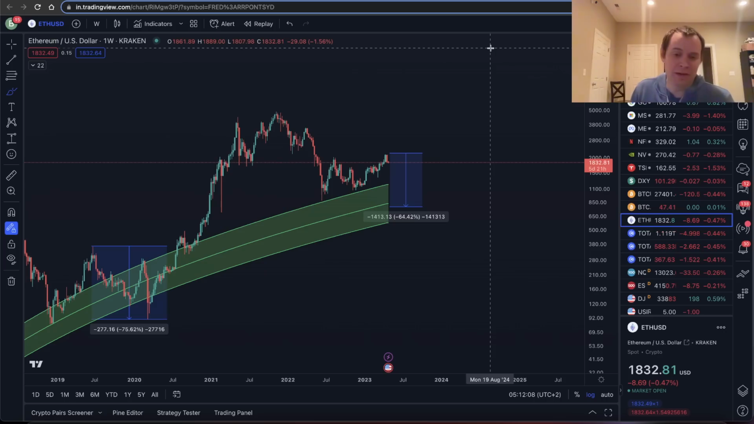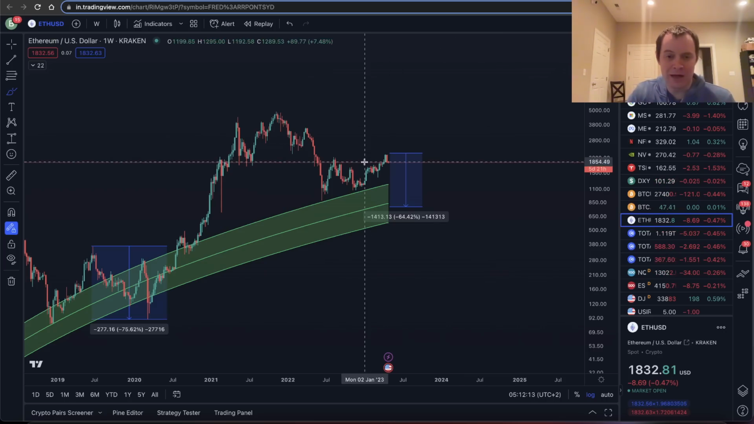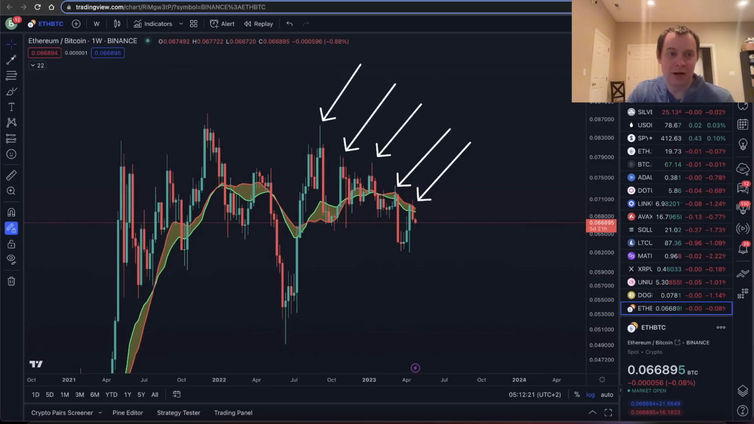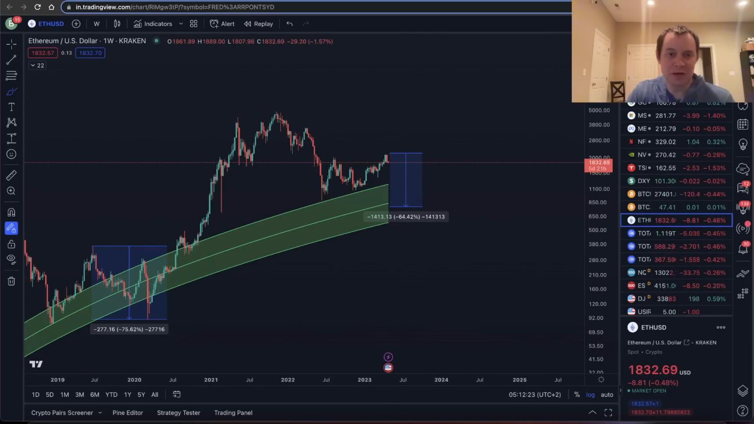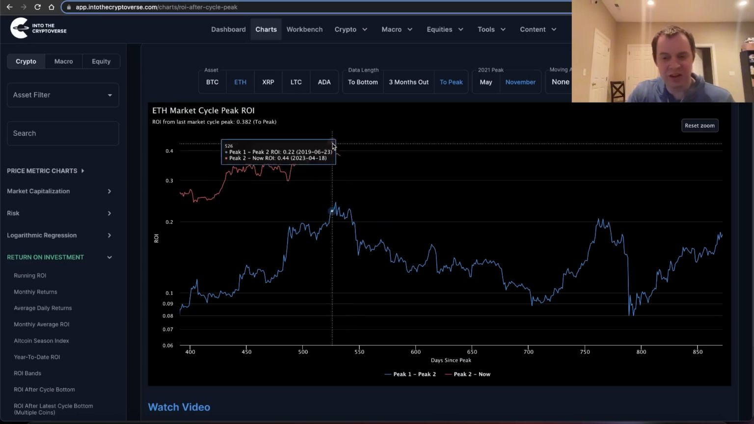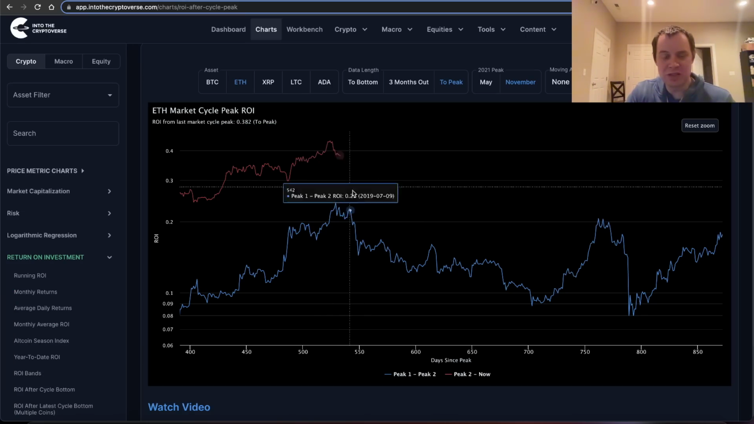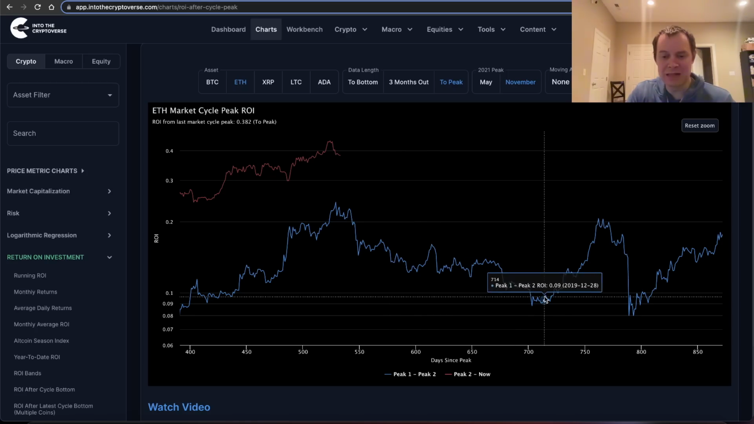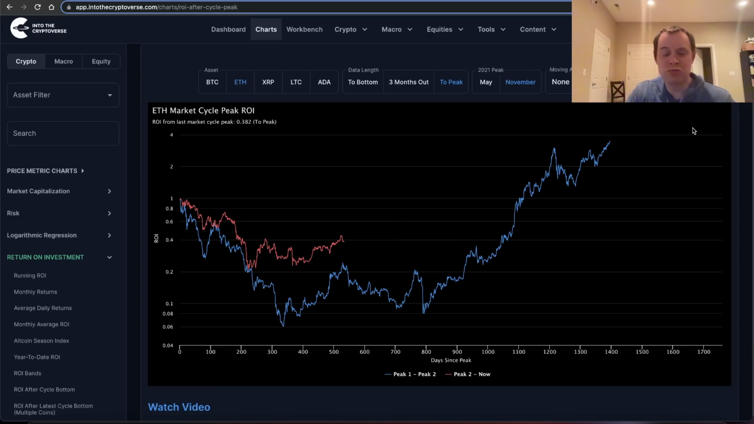But I'm still of the opinion that we will eventually go home, and a move back up to the top of the range for me does not change that. I also think the dominance of Bitcoin is heading higher. I think Ethereum's Bitcoin valuation is heading lower. And I think Ethereum USD is likely going to head lower as we get into this sort of cyclical time where you really start to see it roll back to the downside before you gear up for the true bull market.